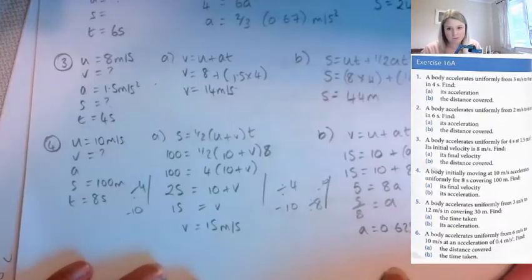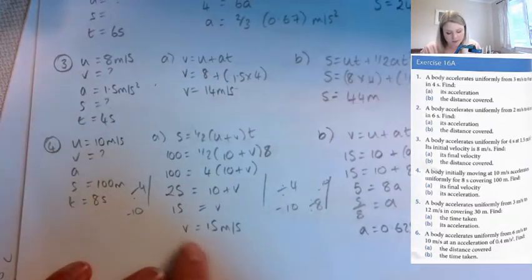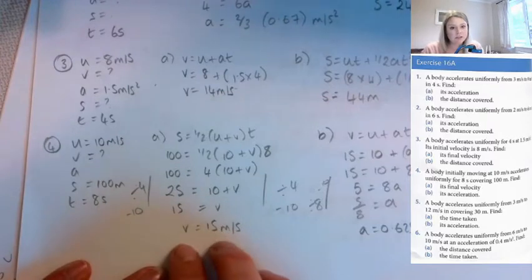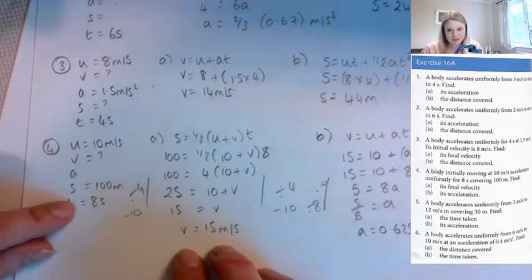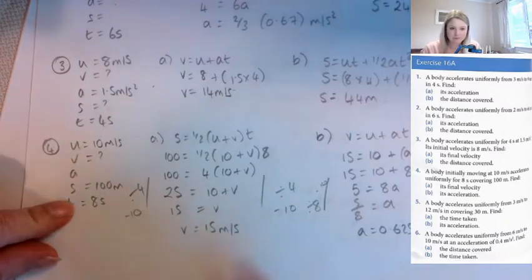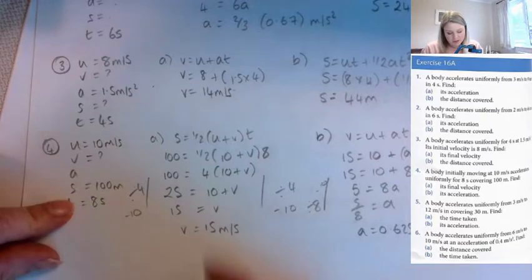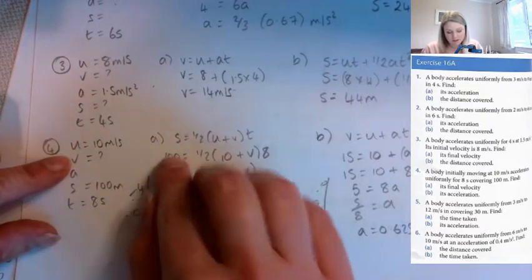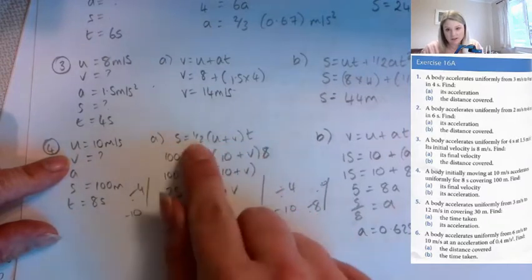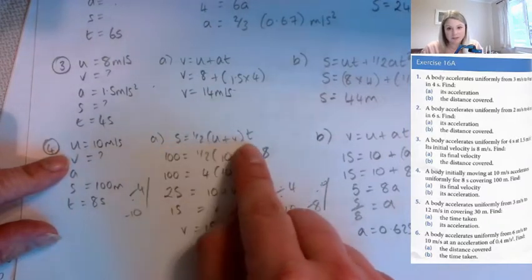Okay, question 4 then. Part A must have asked you for the final velocity. I forgot the questions are here. Yeah, the final velocity. So I've got my UVAS list, so check that with the question, check you're happy with that. Because I have U, S and T and I'm looking for V, the equation I have to use is S equals a half (U plus V) times T.